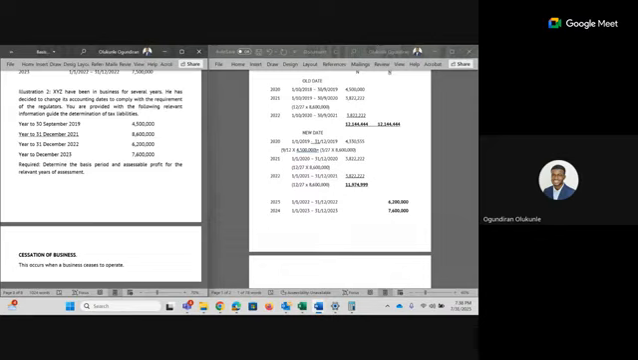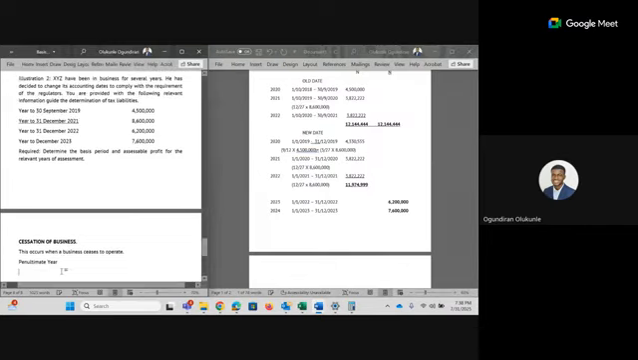When a business is in operation, what you need to identify is two things. First is the penultimate year, and then the ultimate year. Penultimate year and the ultimate year, right? What is the penultimate year?